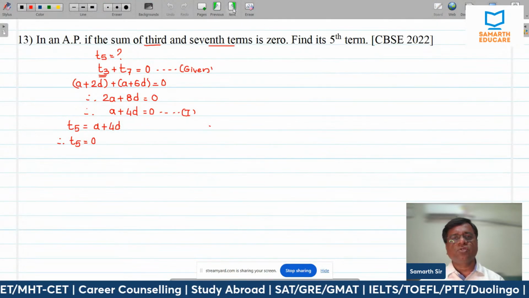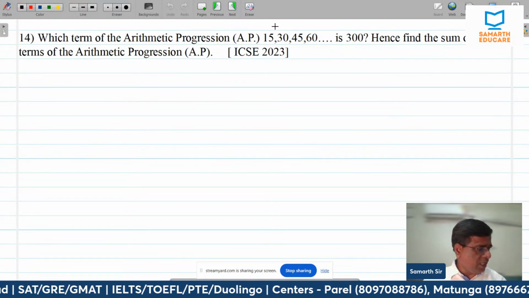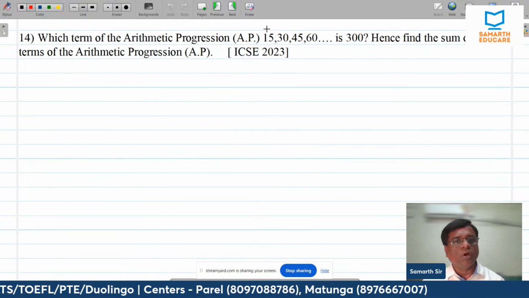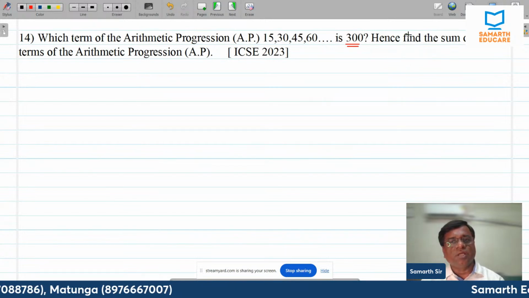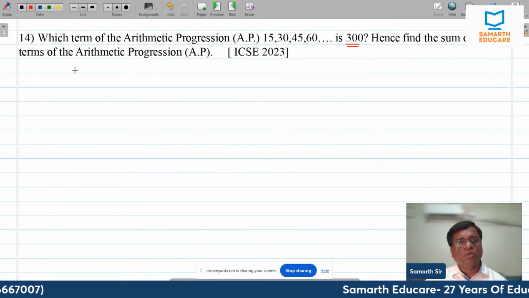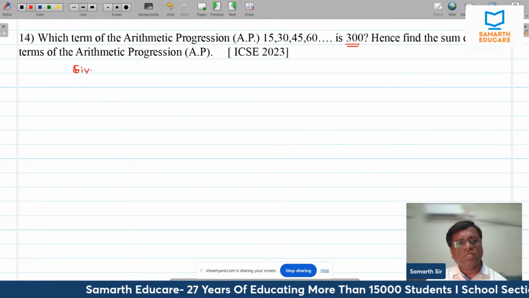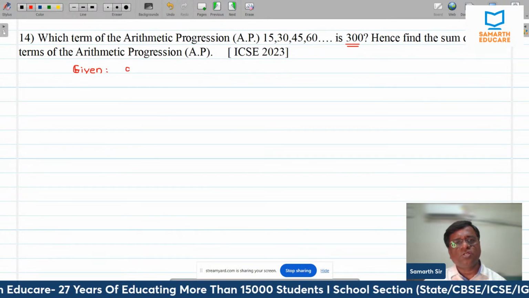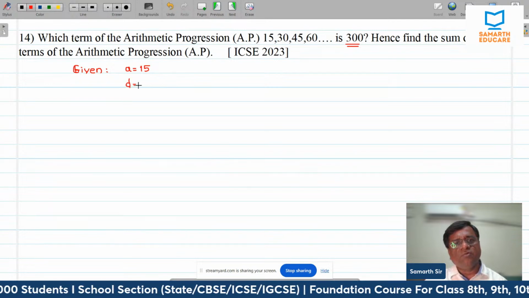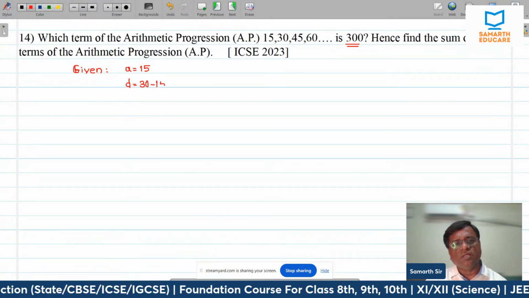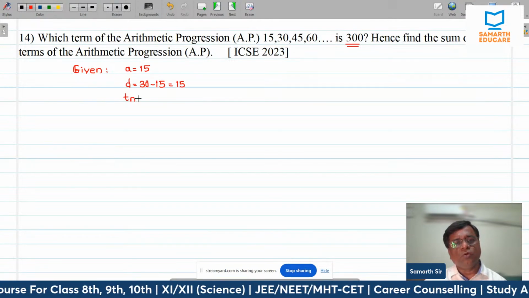Which term of an arithmetic progression is 300? Hence, find the sum of all the terms in the arithmetic progression. He's asking for the nth term again. So, Tn. What is given in the problem? The first term is 15. The common difference is 30 minus 15, which is equal to 15. And the nth term, according to him, is 300.